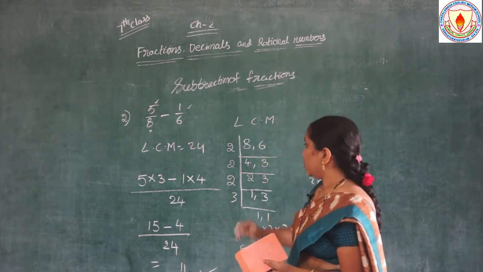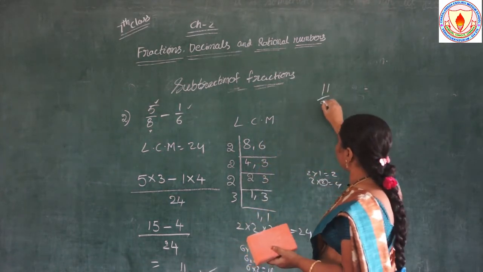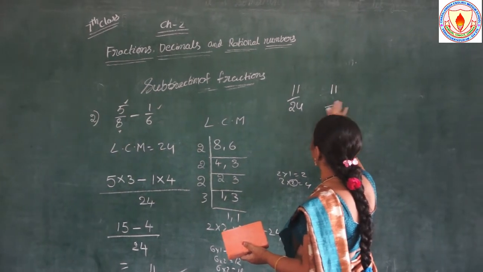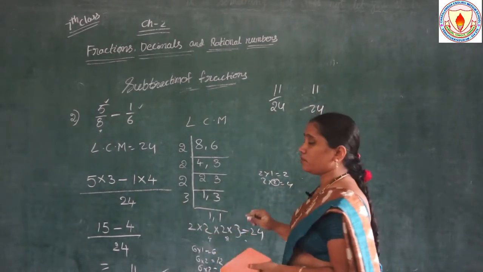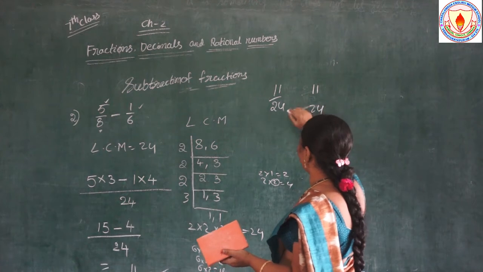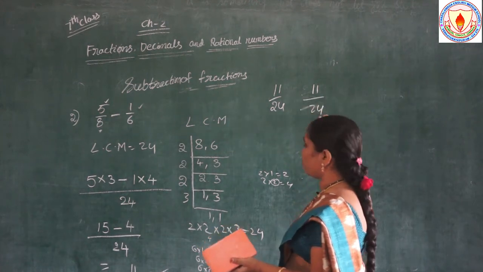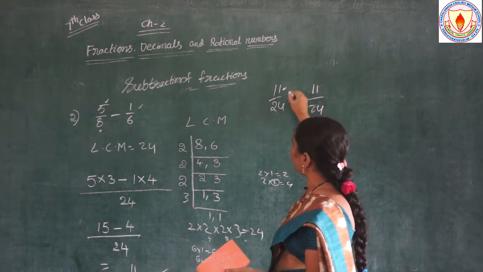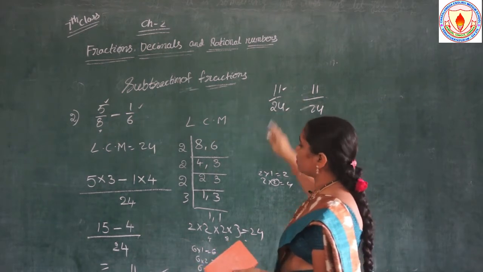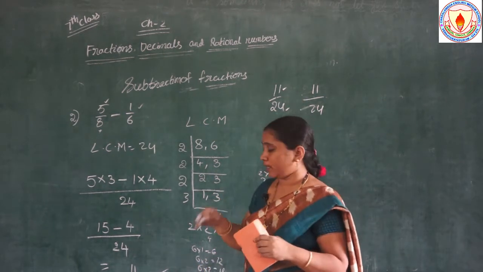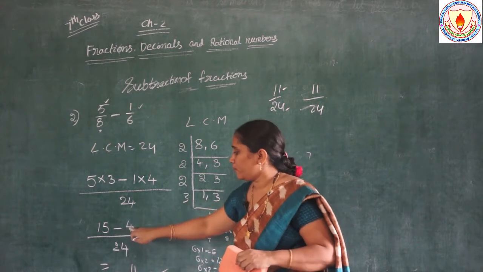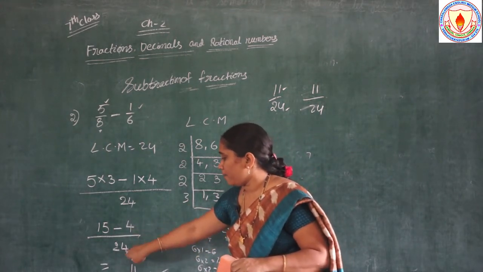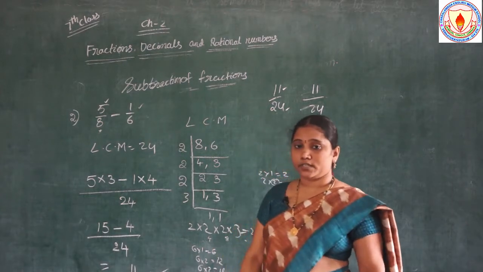11 by 24. Many students are writing 11 by 24 like this, without using the fraction bar. Otherwise, if you do not write the fraction bar, there is no value, that is not a fraction. So 11 by 24, this is the numerator and this is the denominator. The fraction bar is dividing into numerator and denominator. Don't forget this fraction bar. So 15 minus 4, 11 by 24. So 11 by 24 is the answer.